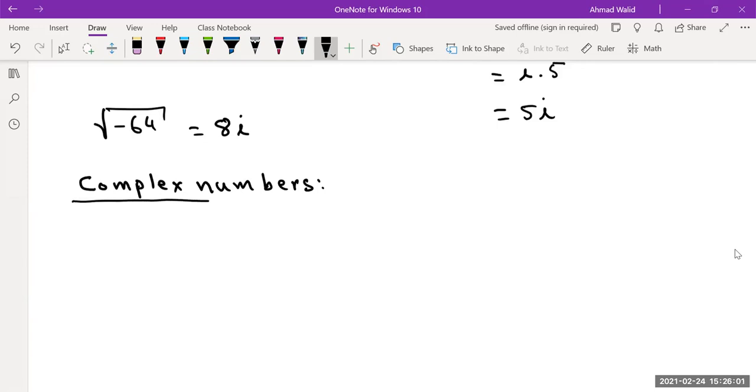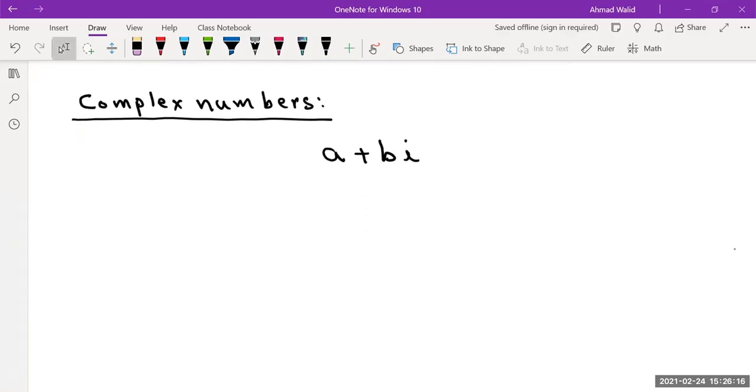What is a complex number? A complex number is a number that's in the form of a plus bi. I will explain what a is, what b is, and what bi is. A complex number is a number in the form of a plus bi. In this form, a and b are real numbers.